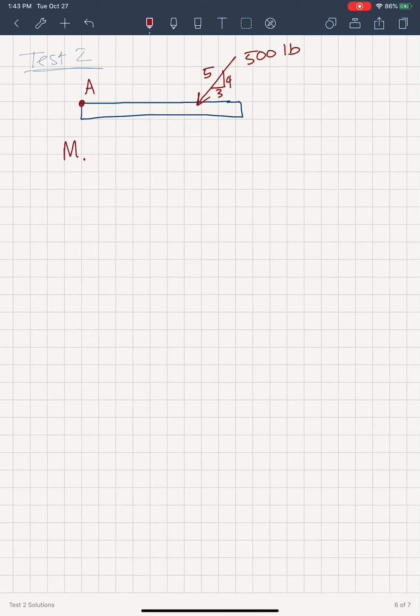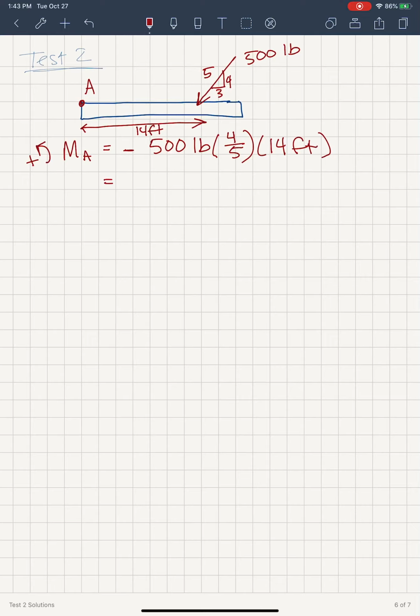So the moment about A, if we take out of the page as positive, the moment will be negative, because it'll be into the page. We want the vertical component of the 500 pounds, so 500 pounds times 4 over 5. And I forgot to write the distance. This is 14 feet, so times that perpendicular distance.